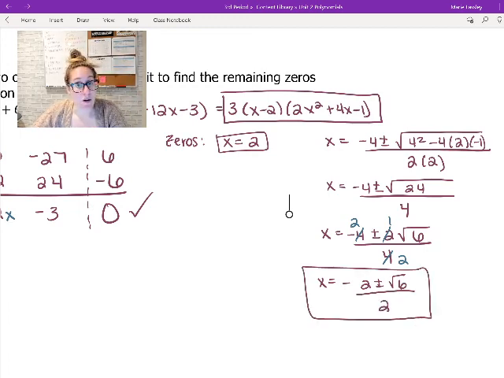All right, those are my other zeros. So that is now a total of 3, right? This counts as 1, and this, because it has the plus or minus, counts as 2, which is a total of 3. So those are all 3 of my zeros. So I'm done with my problem.